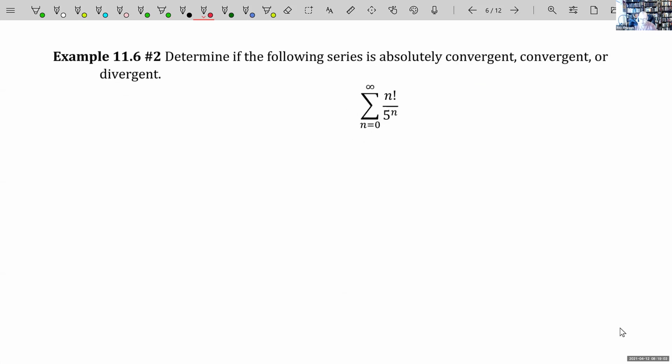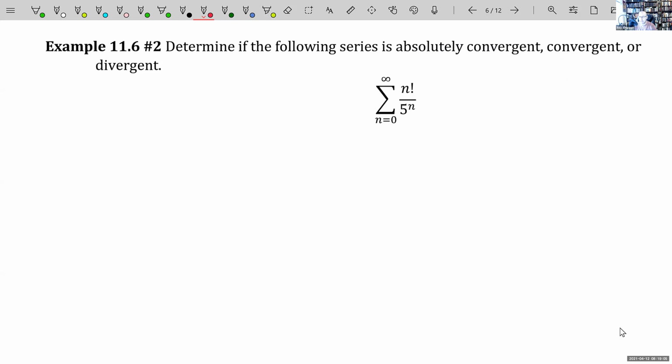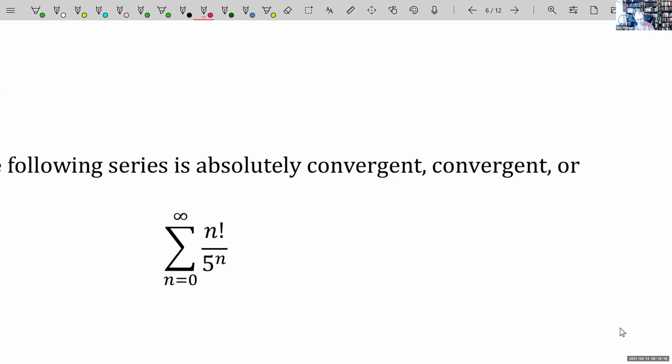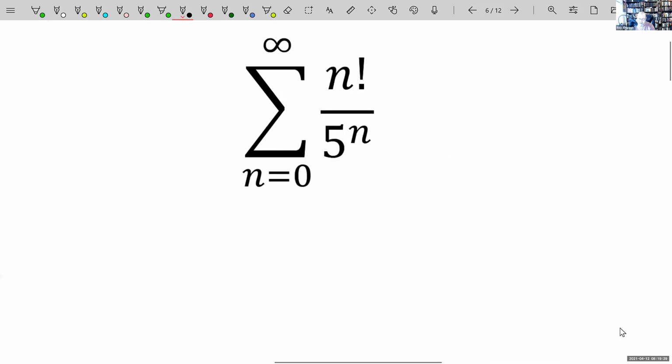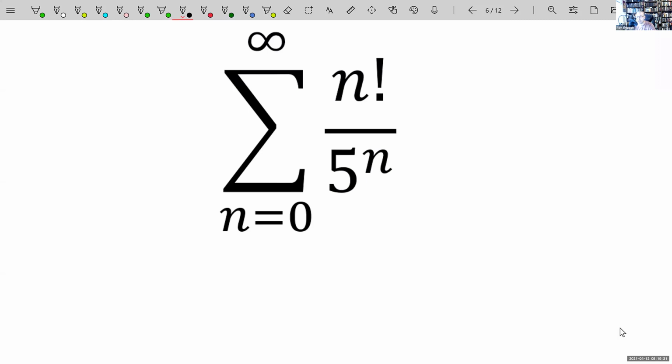All right. So let's try another example. And this might help you out with what I tried to explain there. Determine if the following series is absolutely convergent, conditionally convergent, or divergent. Well, here's the deal. If you take a look at the terms of this series, they're always positive. So if this converges, it's absolutely convergent because it's always positive.